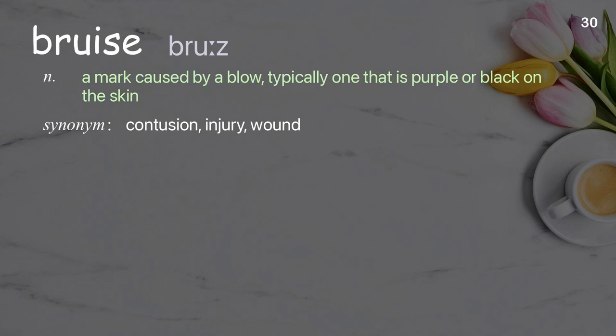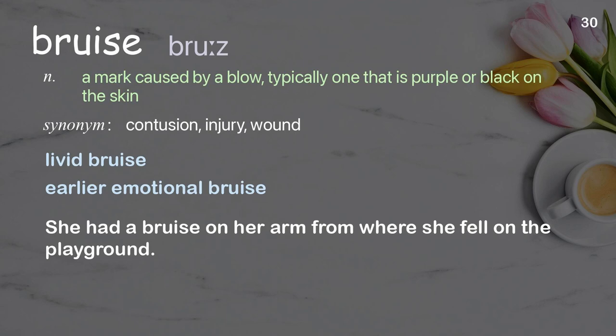Bruise. A mark caused by a blow, typically one that is purple or black on the skin. Examples: livid bruise, earlier emotional bruise. She had a bruise on her arm from where she fell on the playground.